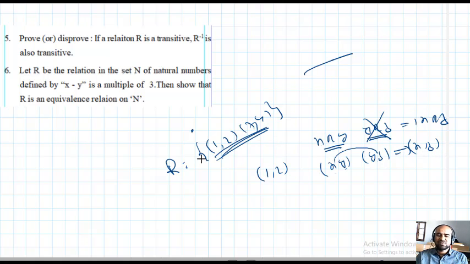If then it is transitive, otherwise not transitive. But (x, y) is there, (y, z) only is not there. No need to check. How can you check? That's why in that case you can say that directly R is transitive.